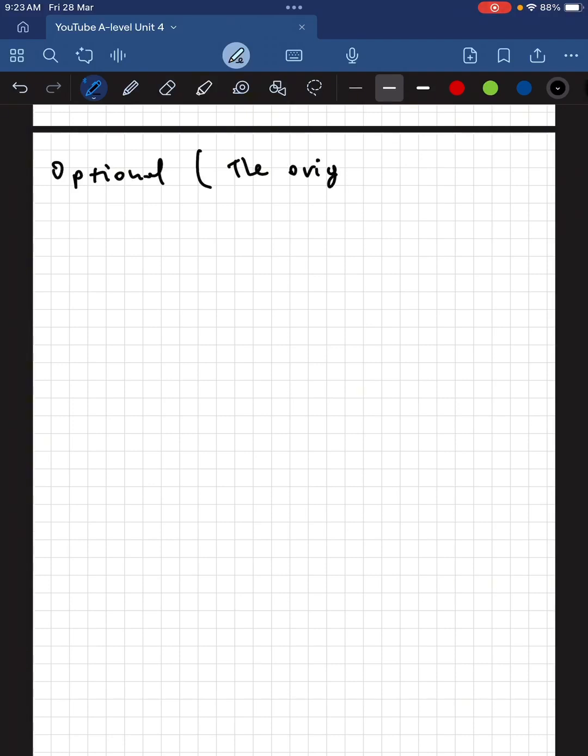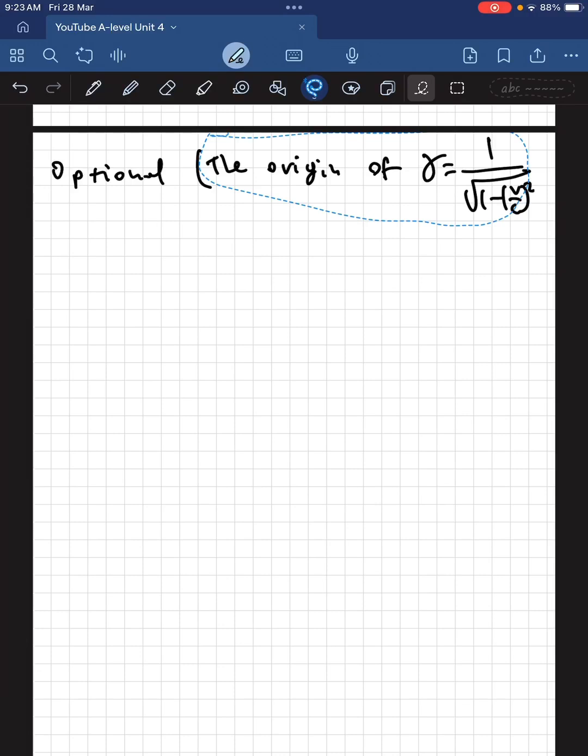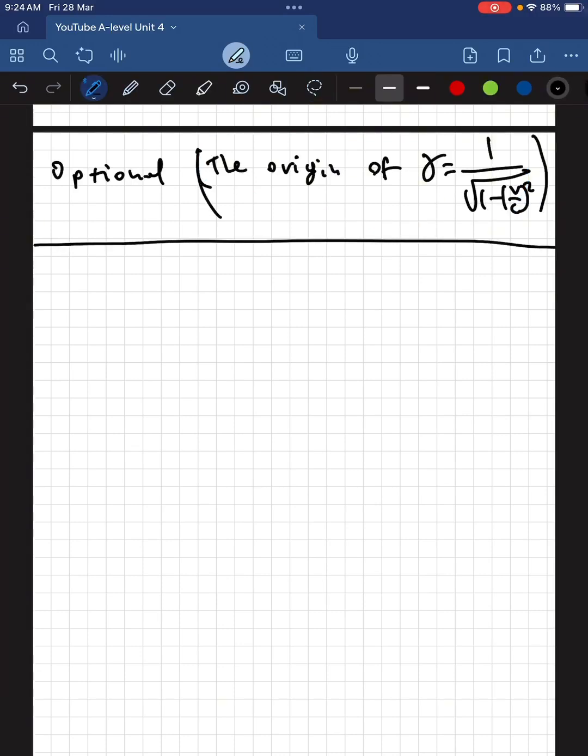The origin of gamma equal to 1 over the square root of 1 minus v over c squared. Okay, let me make some space. And also here we're going to prove that time moves slower for moving objects.